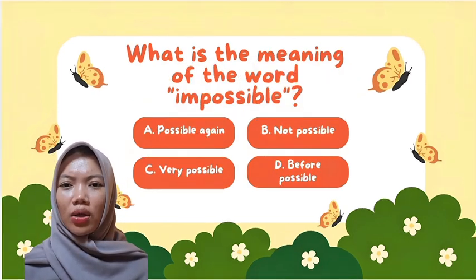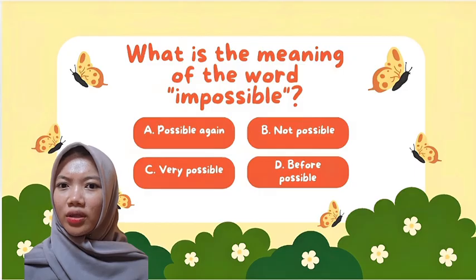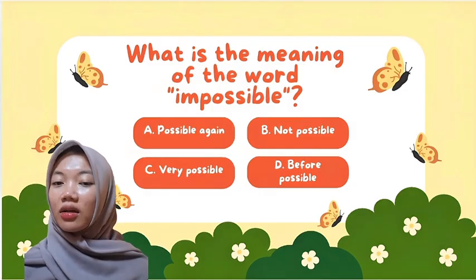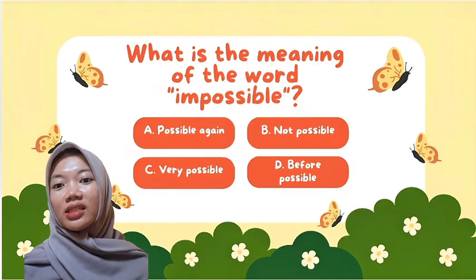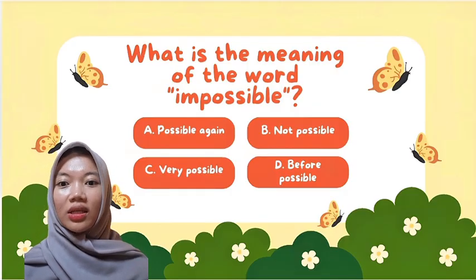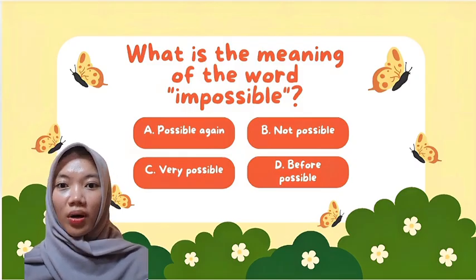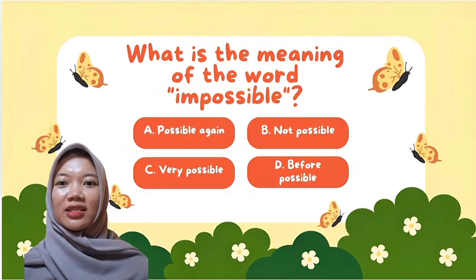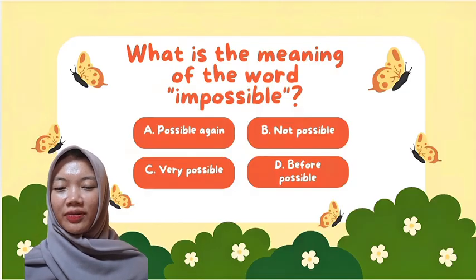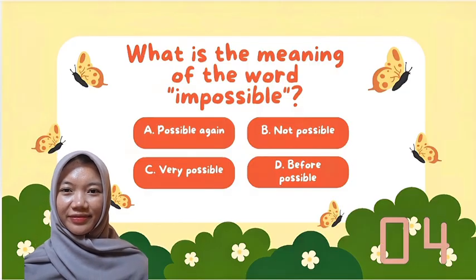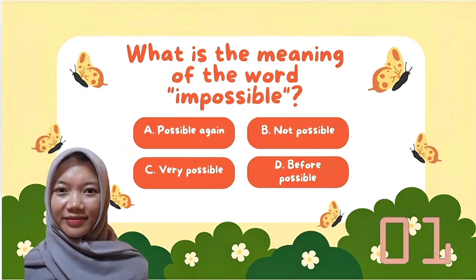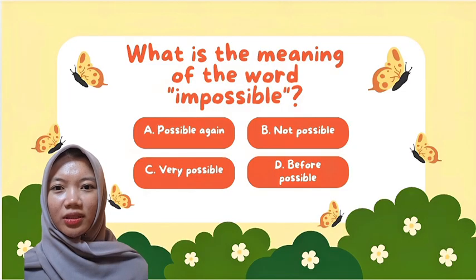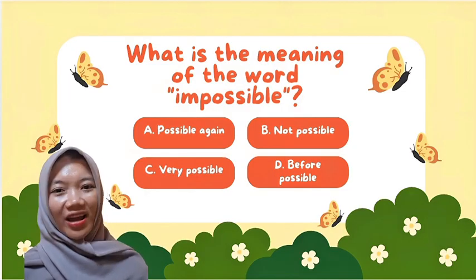Question number 3. What is the meaning of the word impossible? A. Possible again, B. Not possible, C. Very possible, D. Before possible. Think carefully. I will give you 5 seconds to think about the answer. The correct answer is B. Not possible. Well done if you got it right.